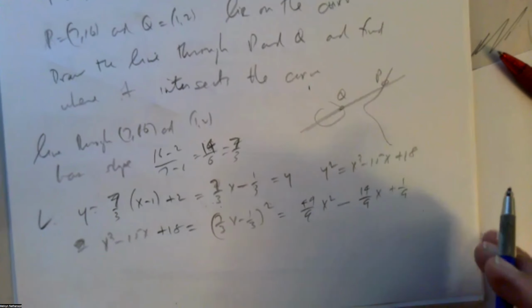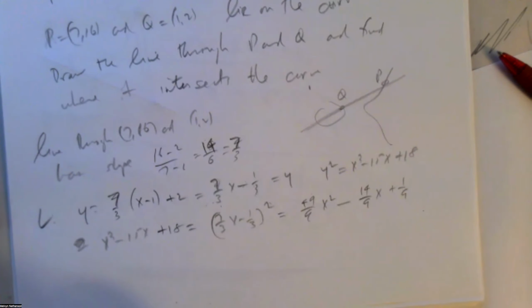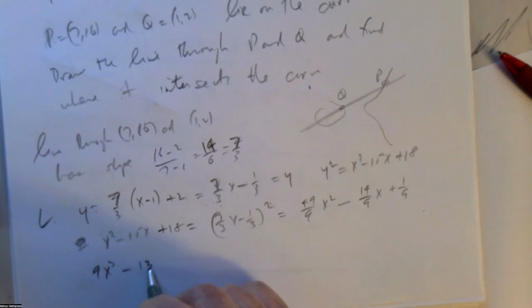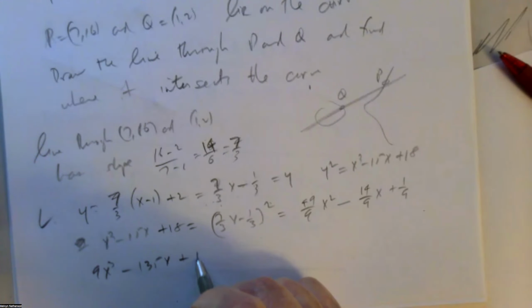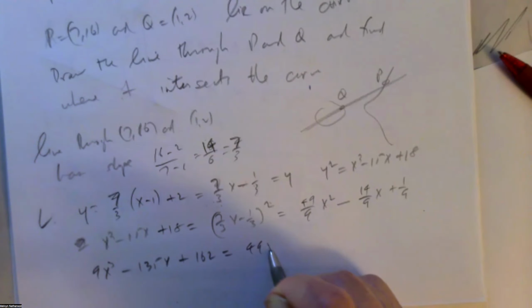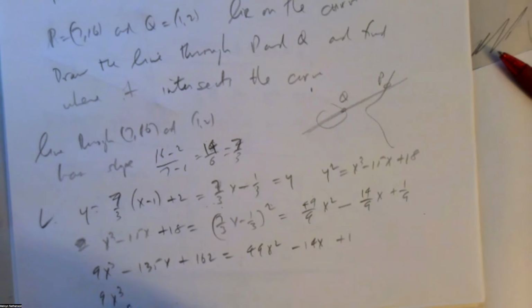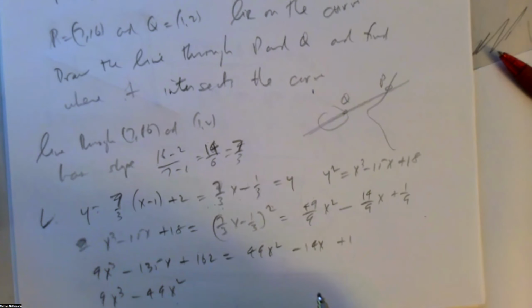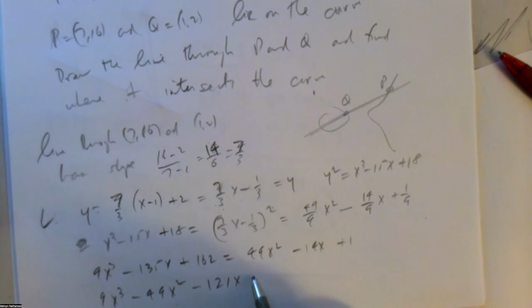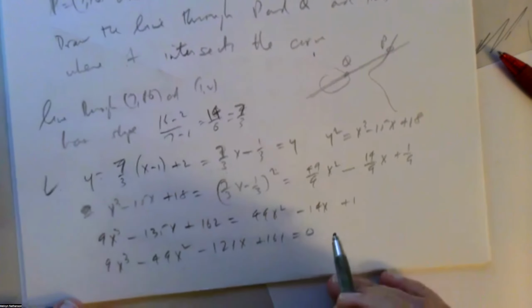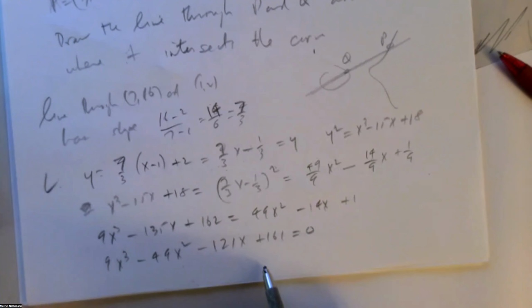I'm doing it the old fashioned way instead of using a calculator or a computer, but let's see. Just to make life easy, I'll multiply by 9. 9x cubed minus 9 times 15 is 135x plus 162 equals 49x squared minus 14x plus 1. So 9x cubed minus 49x squared minus 121x plus 161 equals 0. So x should satisfy this equation.